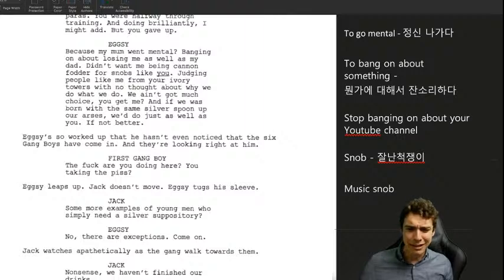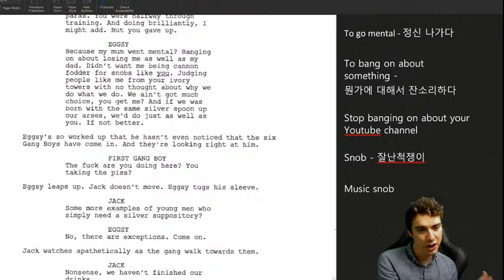Is snobby similar to pompous? Yes. It's pretty much the same. Snobby, pompous. Pompous is more like you think you are amazing, right? But snobby is more like you are looking down on people. You think you are better than other people, right? So you judge other people.